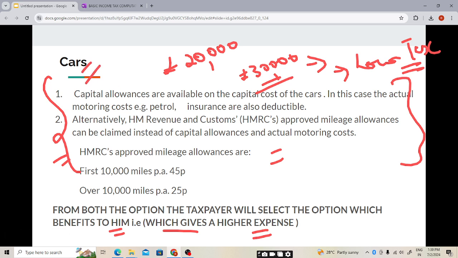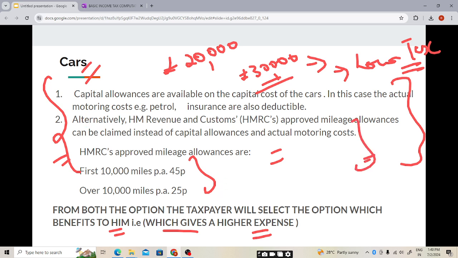Car concept. What is the car? The car has been purchased for the property letting business. So we have two options for how we can reduce the expenses. Option number one, calculate the capital allowance on the car, or capital allowance plus actual motoring expense, or option number two is HMRC approved mileage allowances. The HMRC approved mileage allowance will be provided in the tax rate sheet.